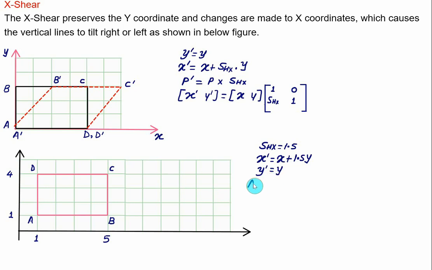So if we say the original coordinate of point A is 1, 1, it will be transformed to A prime.